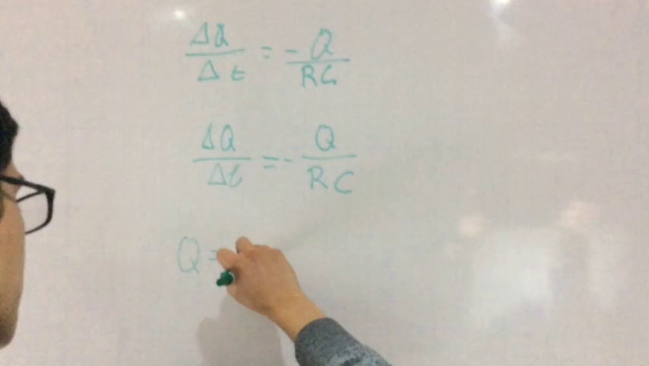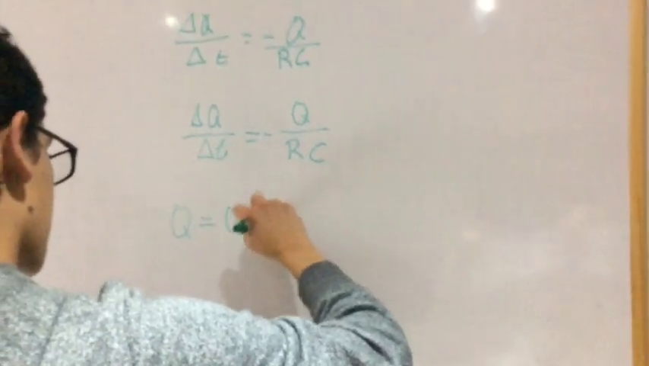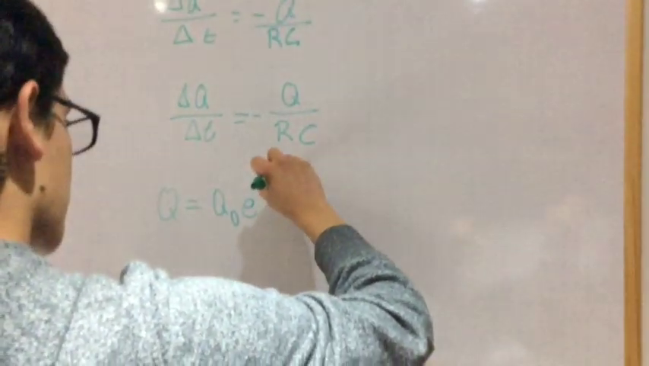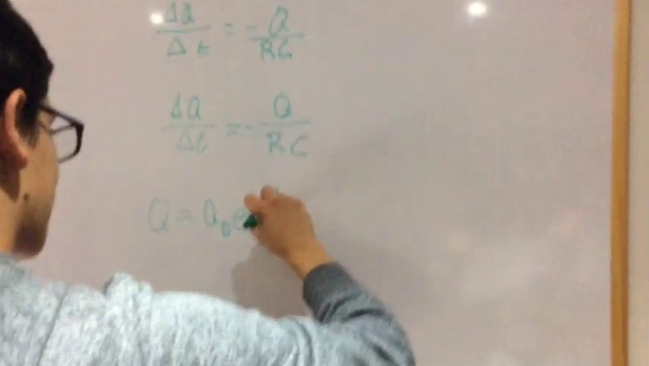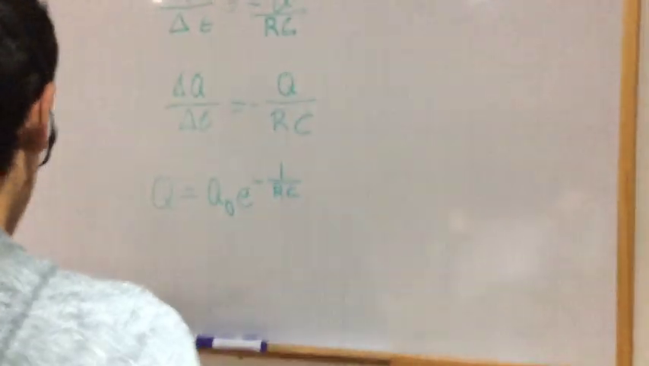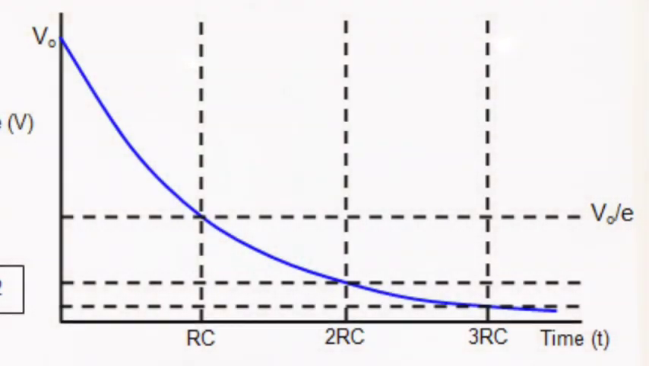So solving the equation gives us the exponential equation of the curves we saw above. Charge is equal to peak charge times e to the power of minus t over RC, resulting in the inverse process of charging the capacitor.